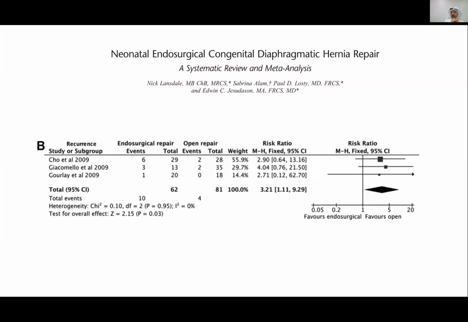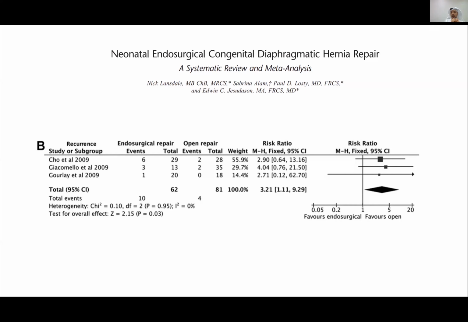Early recurrence should be repaired if it's within a few days or weeks. Late recurrence, if symptomatic, obviously needs to be repaired. If asymptomatic, it's still debatable. Most people will repair late recurrence. However, if you have a small recurrence, you may choose watchful waiting after you discuss the options with the parents. But most people will fix all recurrences.